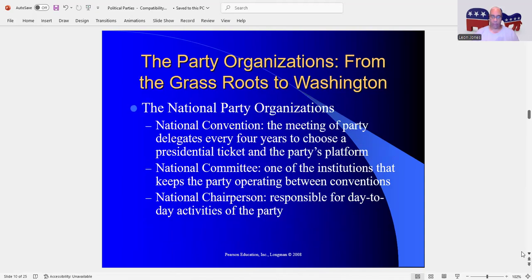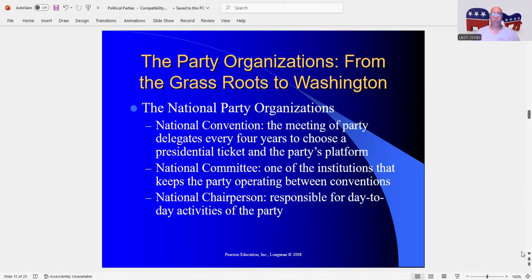The national party organizations. Well, we have the National Convention, the meeting of party delegates every 4 years to choose a presidential ticket and a party's platform. That's the meeting of political delegates. It happens every 4 years to choose a presidential ticket and the party's platform. Just had one for the Republicans. Now in 2028, we're going to have conventions for both parties. So we'll have them again. The Democratic convention will be first. They always alternate each 4 years.